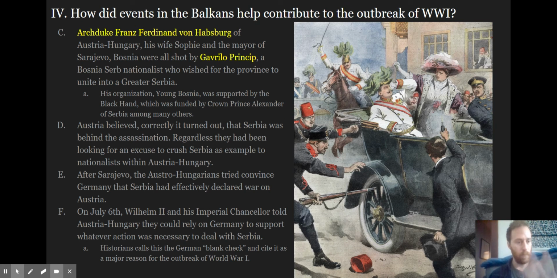This is a famous historical sort of like, oh, it's Germany's fault the war happened, saying they could rely on Germany to support whatever action was necessary to deal with Serbia. The Germans left it vague enough in their minds to allow for de-escalation and avoidance of war, and the Austrians read this as a blank check to do whatever they wanted to the Serbians.